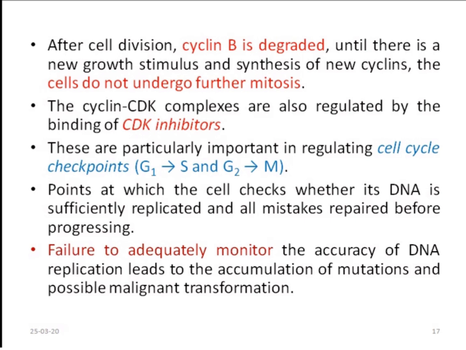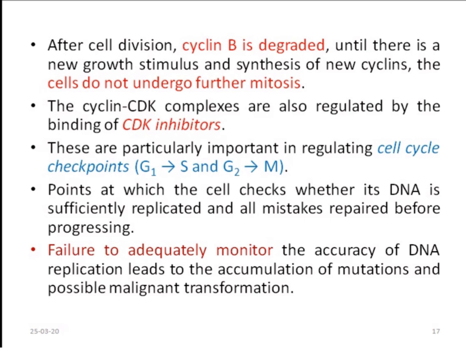The cell will be verified by those checkpoints, and they will ensure that all the DNA is sufficiently replicated, right? And any mistakes, any damage in that DNA is repaired properly. Once that is ensured, they allow that cell to go for mitosis, because if it goes wrongly into mitosis, then a cancer kind of situation can happen, right? And wrong cells, or cells which are not abiding by the body's rules, can be formed. Failure to adequately monitor the accuracy of DNA.